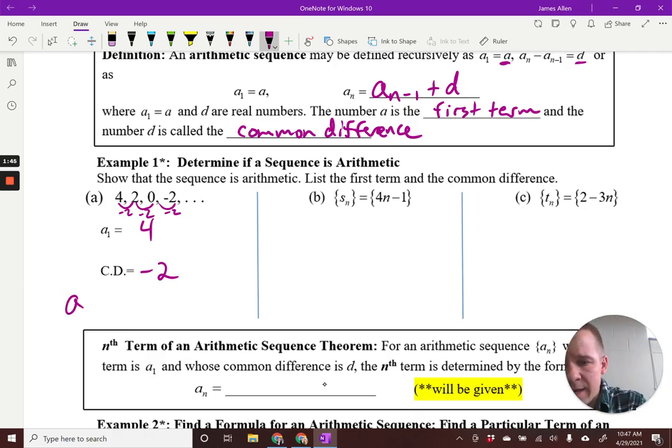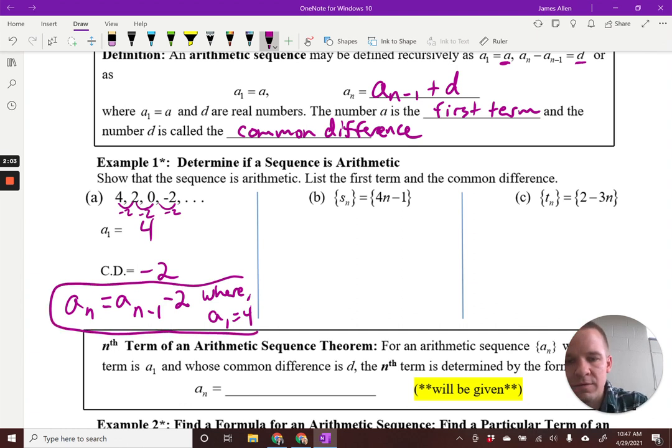All right. So what's my recursive formula for this one? Well, I would have a sub n is equal to the previous term plus my common difference. In this case, it'd be plus -2, so -2, where a sub 1 is equal to 4. So that would be my entire formula there, defined recursively. You may see some write plus -2. I prefer just -2. Okay, I feel like it muddies it up when you see the plus -2. To each his own.